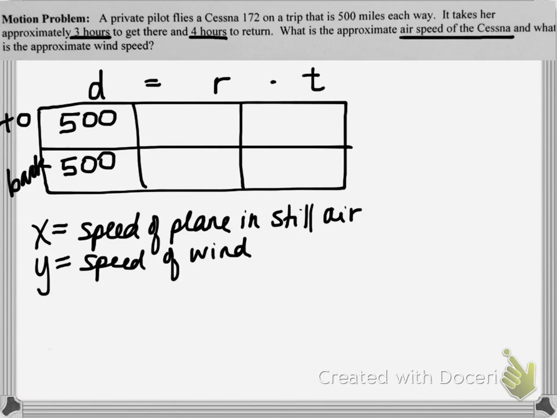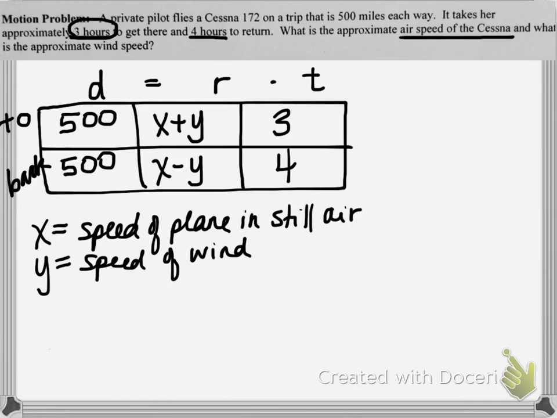So now looking at my grid, when I'm filling in on the way there, when the distance was 500, remember it said going there it took 3 hours. It took less time, so that had to be the case where I had a tailwind where I was being moved faster. So my actual rate is going to be my plane speed plus the wind speed as the wind pushes me along. And then that time for that portion of the trip was 3 hours. But on the return trip, I'm getting slowed down because it's taking me longer time. It's 4 hours, and that's because of that headwind that I'm having to work against. So I have my speed minus the wind speed because the wind slows me down.